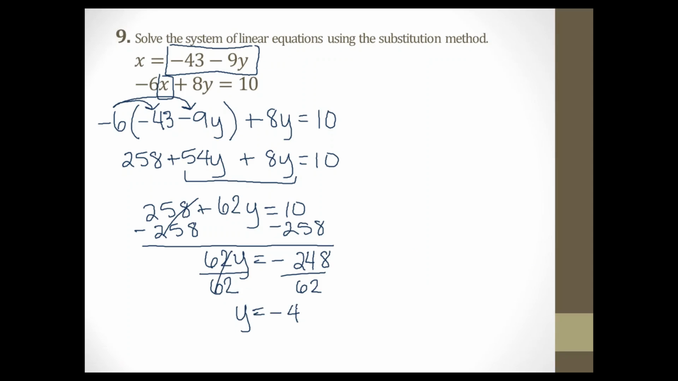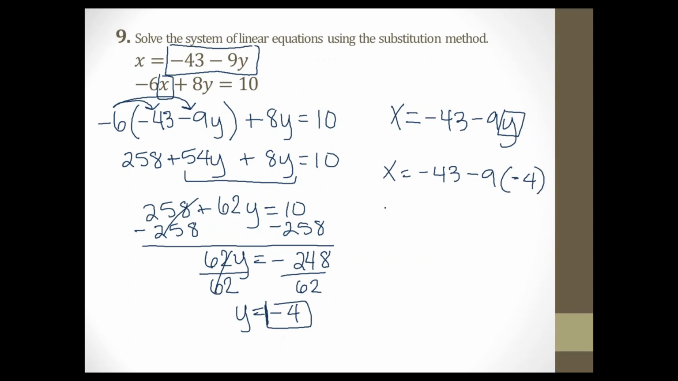So now I'm going to take that y equals -4 and plug it into one of my equations. I'm going to use the first equation because it's already set up to tell me what x equals. So we had x equals -43 minus 9y. So I'm going to substitute -4 in for y. So I have x equals -43 minus 9 times -4. So that's going to be x equals -43. 9 times -4 is positive 36.